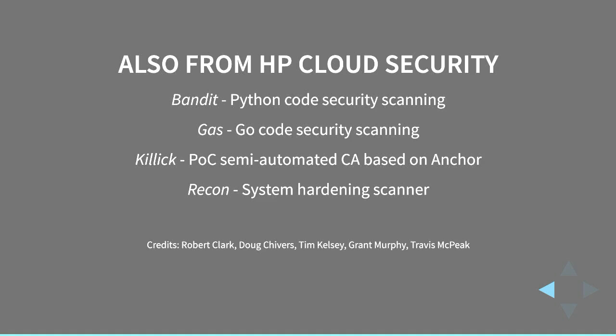If you're interested, have a look at code security scanning, which was Bandit and Gas. We wrote Killick, which is basically a helper for CA. If you still want to grant your certificates automatically, it uses the same core as Anchor, but instead of approving them automatically, it will run all the checks and email you about it. Then you can do the standard thing. That's still proof of concept level.